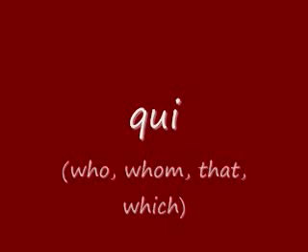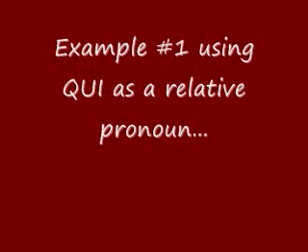Okay, the first relative pronoun I would like to discuss now is qui. Qui has various possible meanings in English. It can mean who, whom, that, and which. So these are the possible meanings of qui. Let me give you now a sentence and we will see how qui works as a relative pronoun in that sentence.